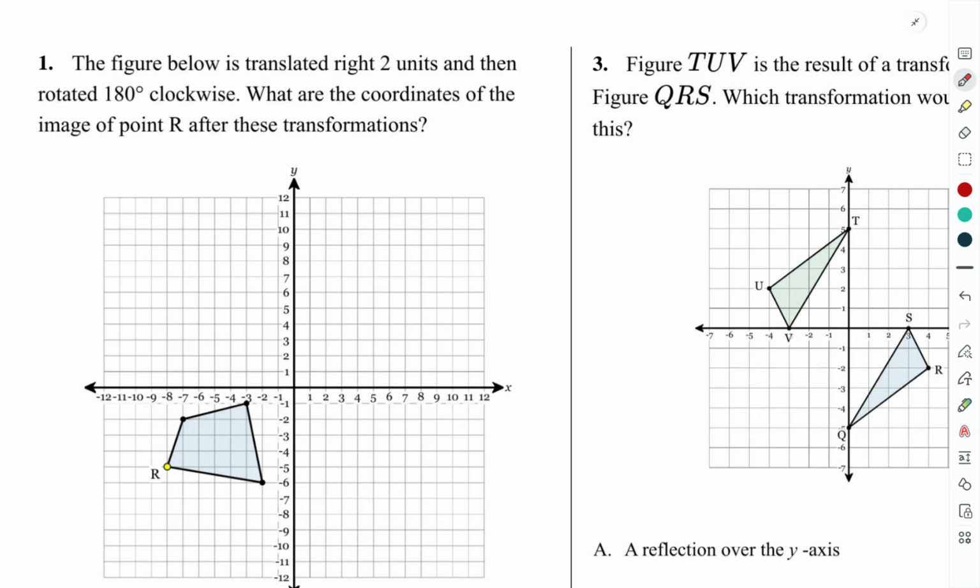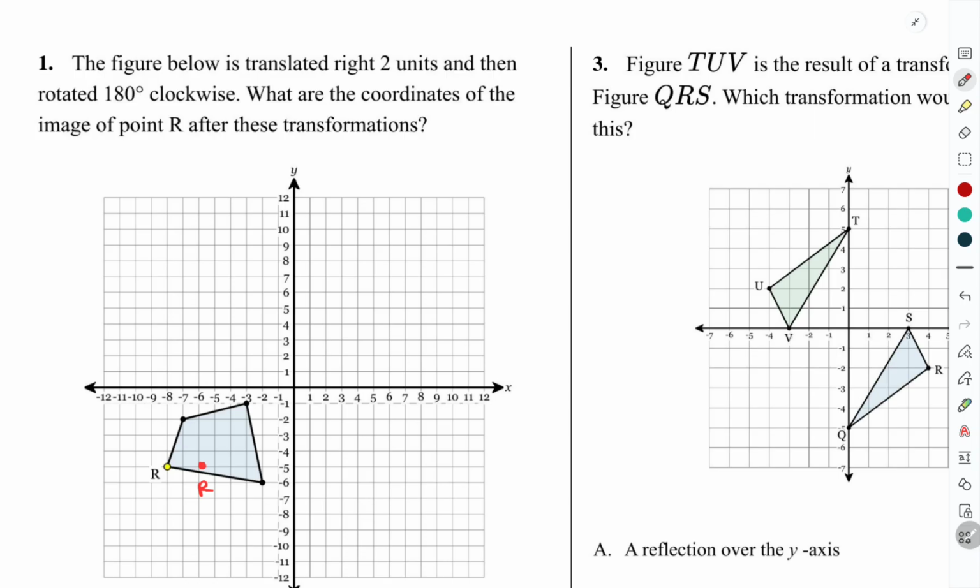The figure below is translated right 2 units and then rotated 180 degrees clockwise. I want to know where R is going to end up when I've done these transformations. So if I'm going to go right 2 units, that's 1, 2. That's where R would be after the translation.